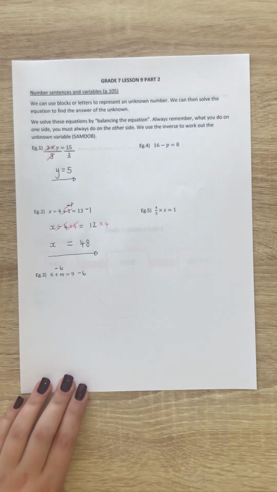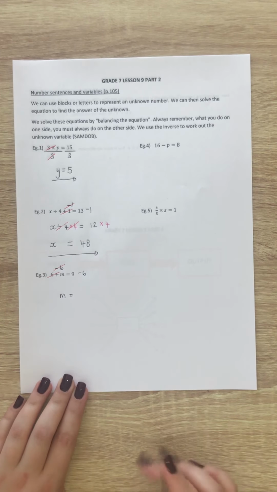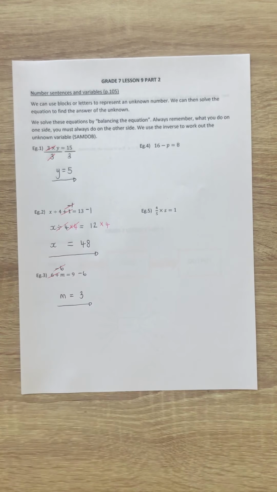Right, so the plus 6 and the minus 6 cancel out. We're just left with m. Then 9 minus 6 is equal to 3. So m is equal to 3.